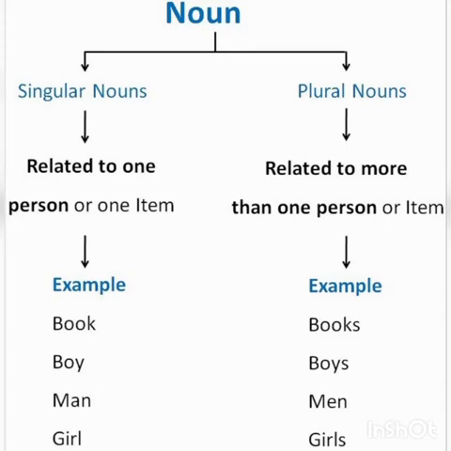Book is a singular noun. Books is the plural for book. Boy is a singular noun and boys is its plural. Man is a singular noun and its plural is men. Girl is a singular noun and its plural is girls.